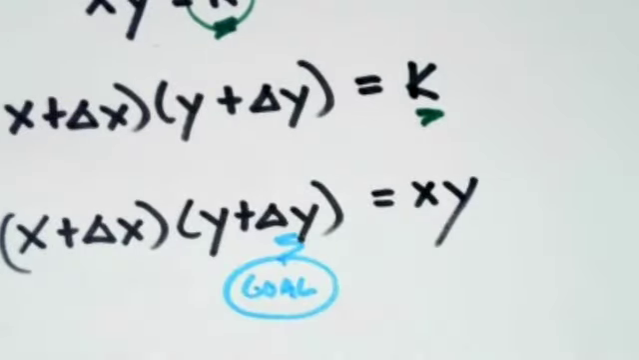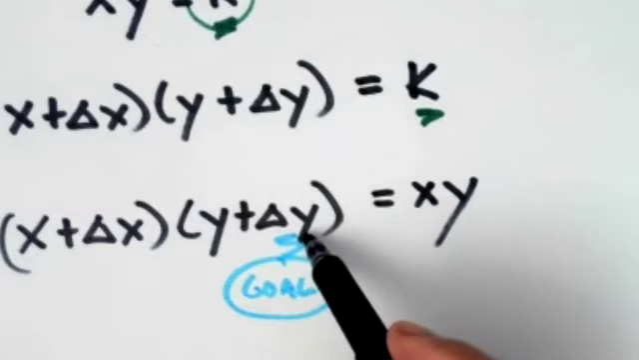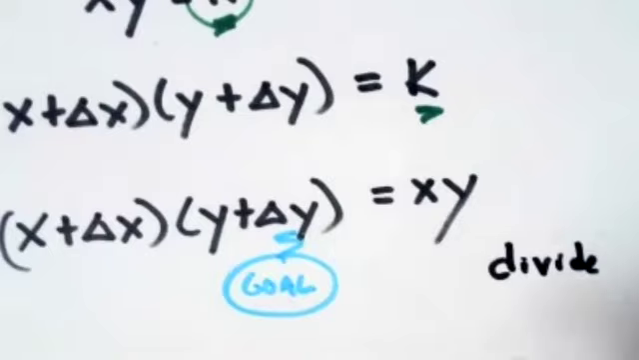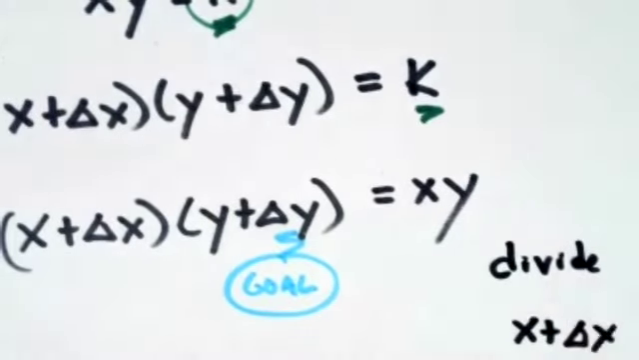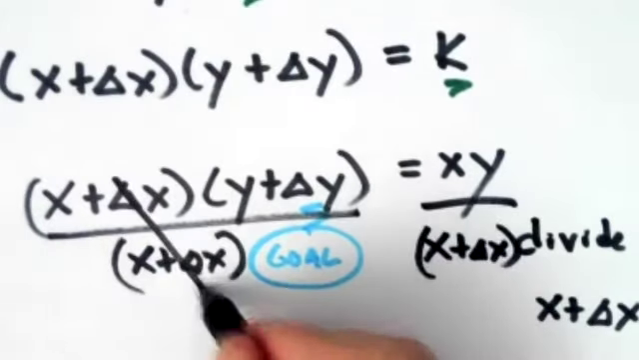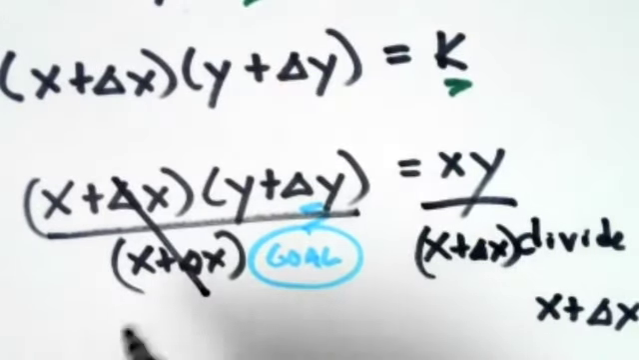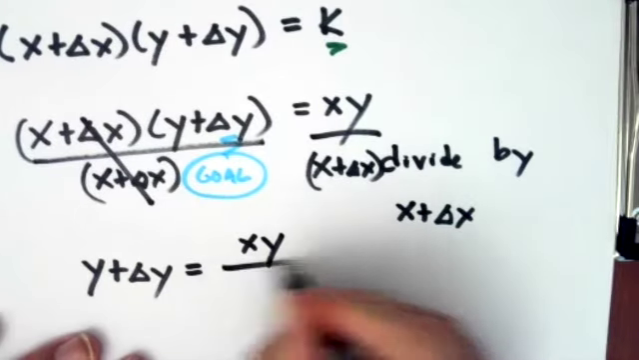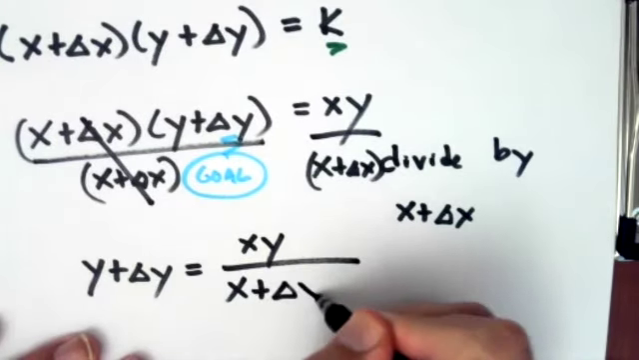But I didn't have to distribute. Since this y plus delta y is by itself, I could have just divided both sides by x plus delta x. When I do that, that isolates the y plus delta y. Cancel that, and then I have y plus delta y is equal to xy over x plus delta x. Okay, so you're saving a whole step. That's nice.